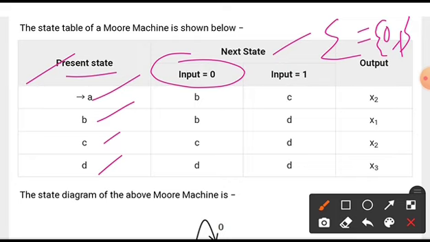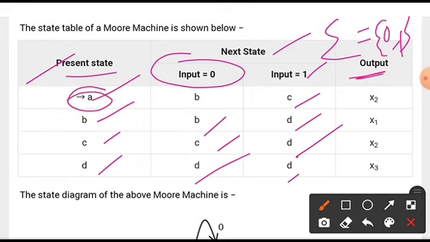A on getting input 0 goes to B, A on getting input 1 goes to C. B on getting input 0 goes to B, B on getting input 1 goes to D. C on getting input 0 goes to C, and C on getting input 1 goes to D. D on getting input 0 goes to D, and D on getting input 1 goes to D. And here are the outputs. The outputs here are those of these states.